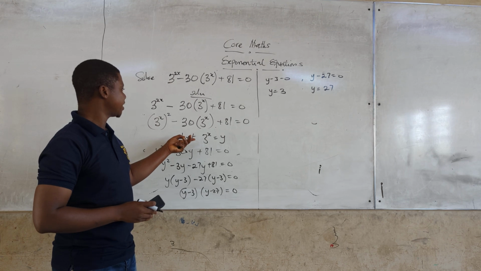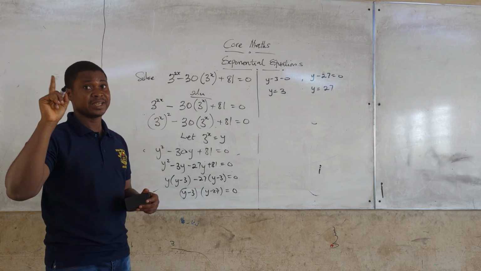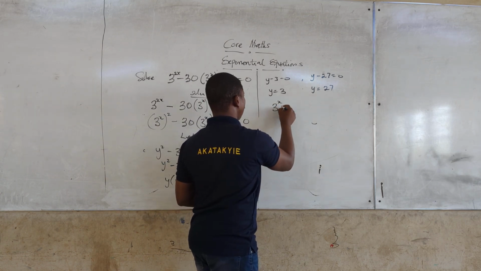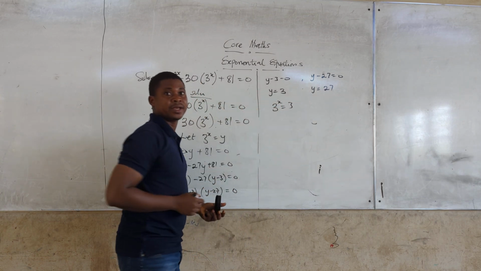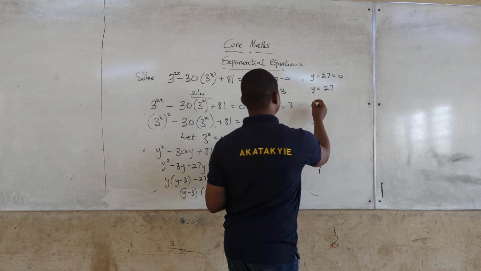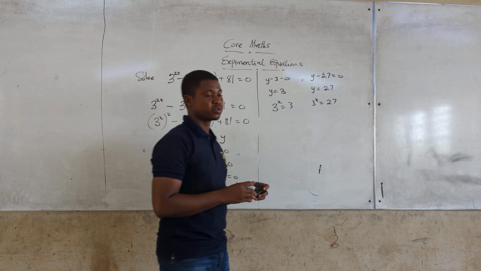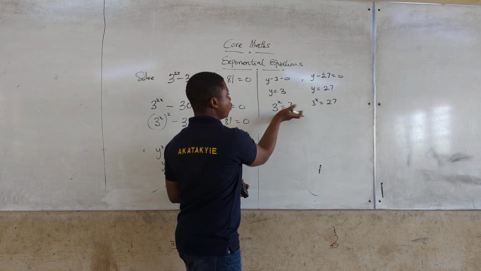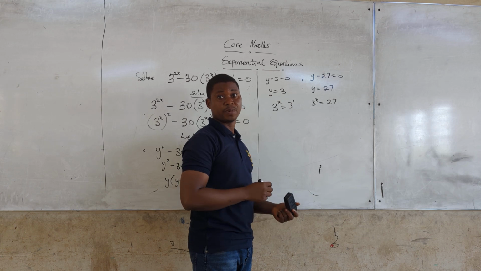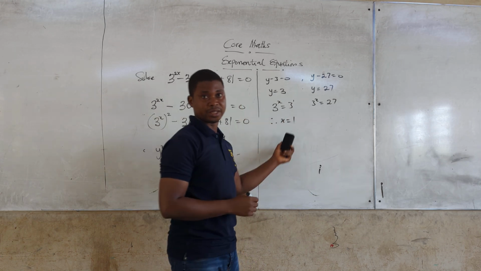But here we said that 3 to the power x is equal to y, and from our question we are supposed to find x. So we have 3 to the power x is equal to 3, because we said that y is equal to 3 to the power x. And this one too, we have 3 to the power x is equal to 27. So with this side, since it's 3, it means it's to the power 1. Therefore, x is equal to 1 at this point.